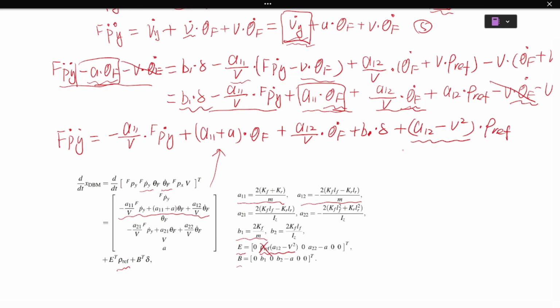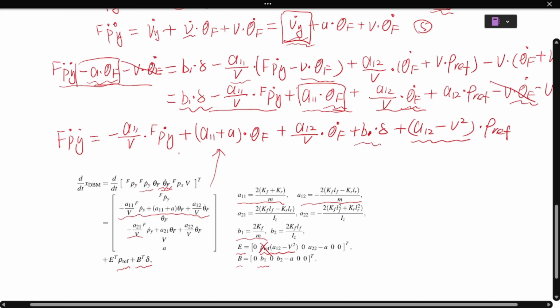And in the B matrix, this is B1. Here, this is B1, B1 times delta. So that is the fpy dot we have derived. Next is theta f dot. Here, this equation.